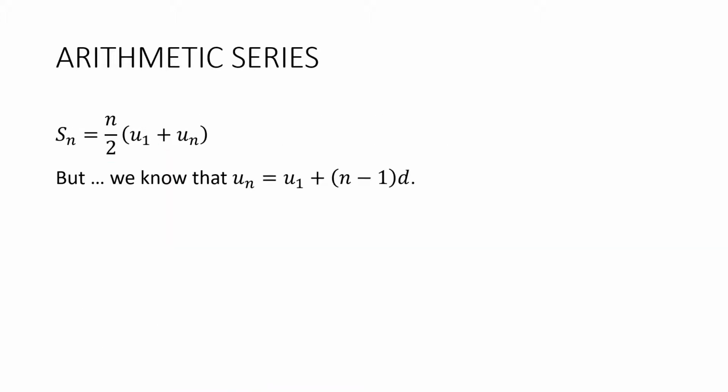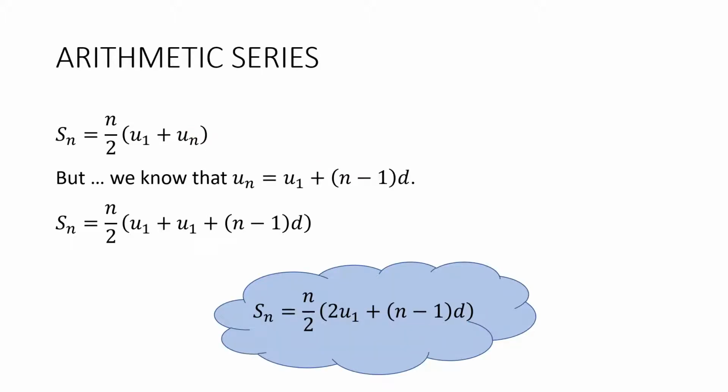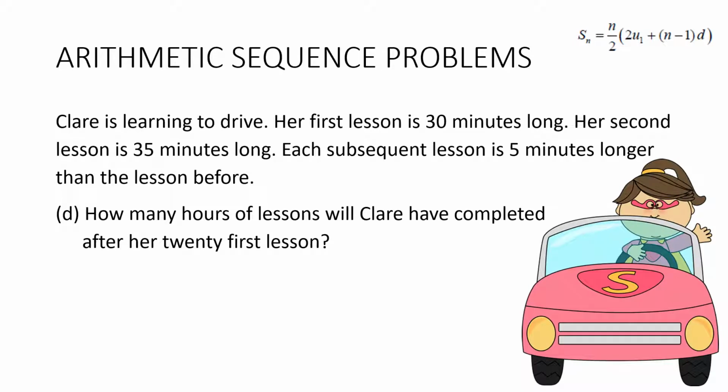But we know that this is equal to that. That's our nth term. So let's substitute this in here. And just tidying it up, we're going to get another version. So this is also given for you on your formula sheet. So this time I've got n on 2 outside of 2 times the first term plus n minus 1 times the common difference.